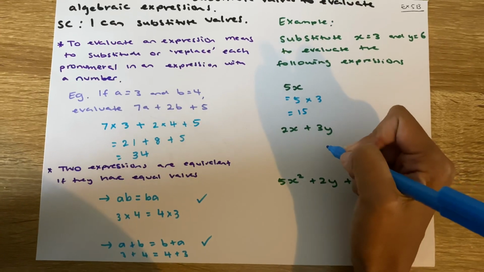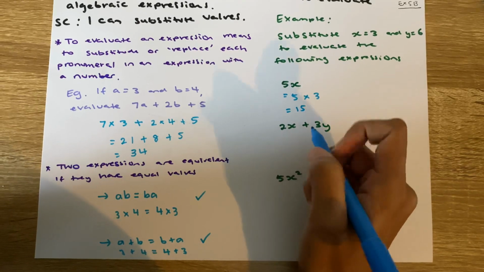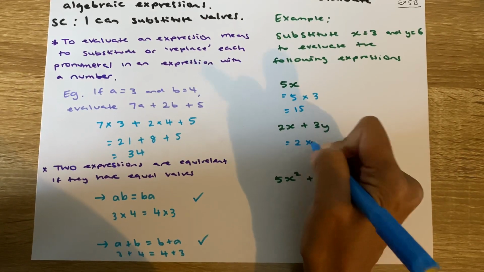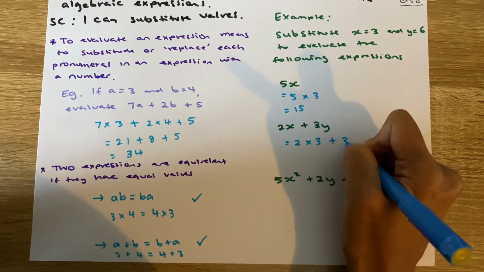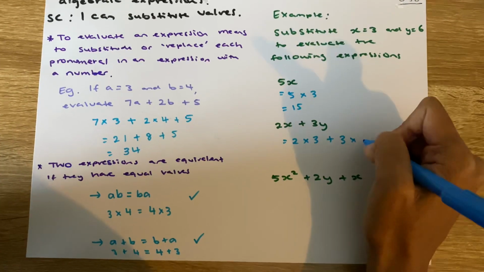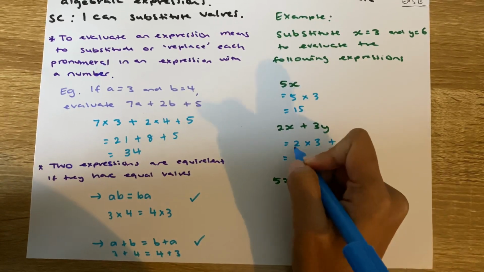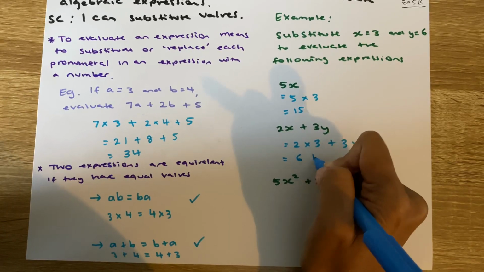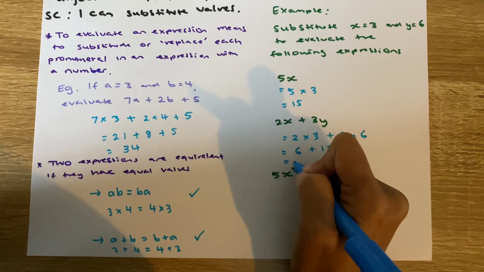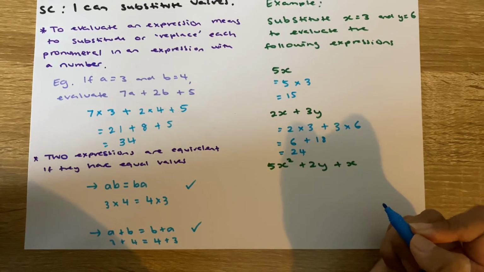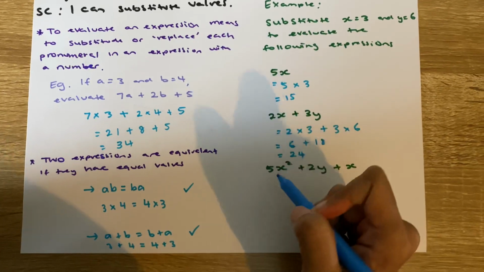We can go one step further where we're breaking it down into two parts. Here I've got 2 times x, so 2 times 3, plus 3 times y. My y is 6. Remember in BODMAS you do the multiplications first. So 2 times 3 is 6. 3 times 6 is 18. 6 plus 18 is 24. We are familiar with this sort of stuff.